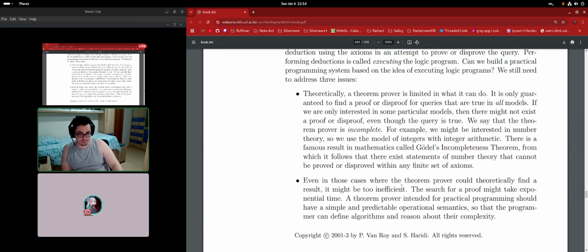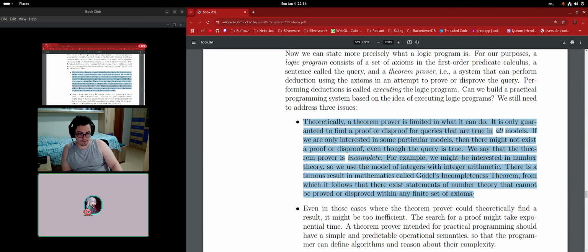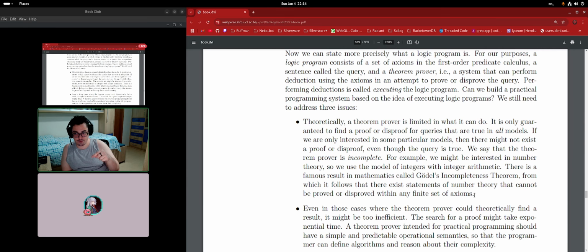They changed this paragraph, by the way. Oh, they did. Now it also mentions Gödel's completeness theorem.